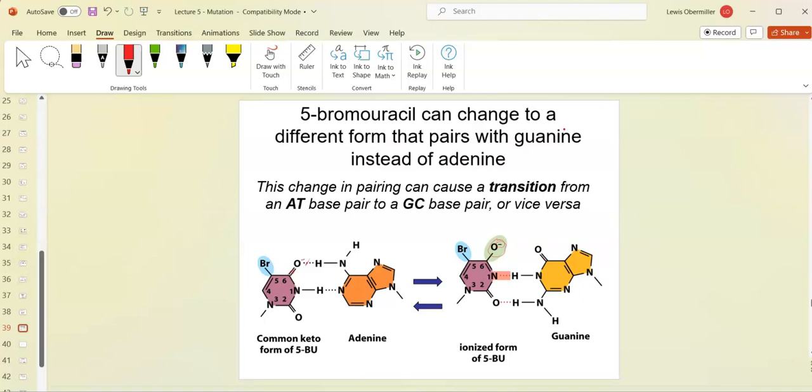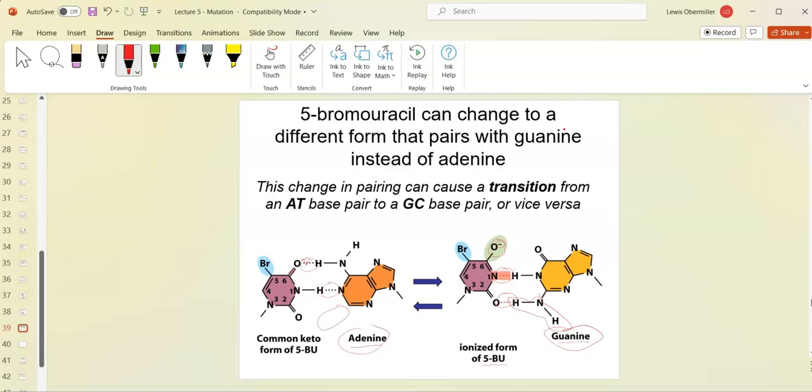So this pairs with G, right? Instead of A. So we have the amino group down here, which is missing on A, since this only forms two hydrogen bonds and this forms three. So in this instance, these hydrogen bonds are formed rather than these. And so now we have 5-bromouracil, which was paired with adenine, now becomes ionized and it forms base pairs with guanine.